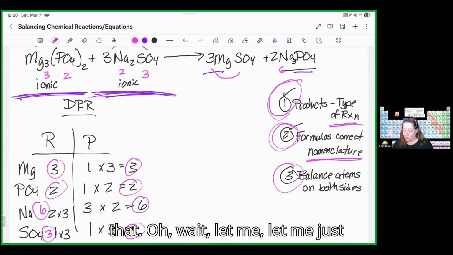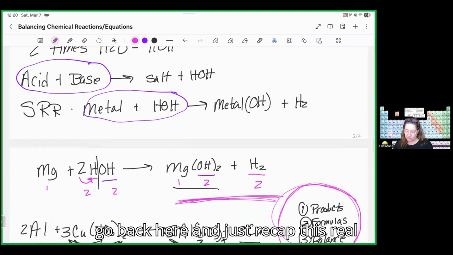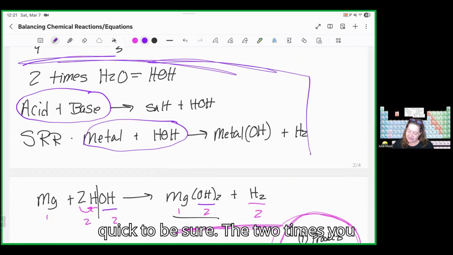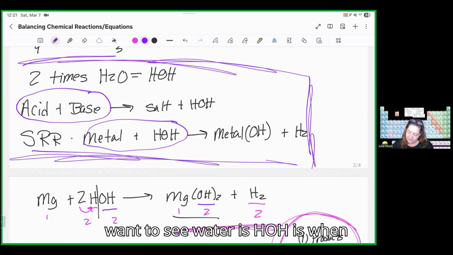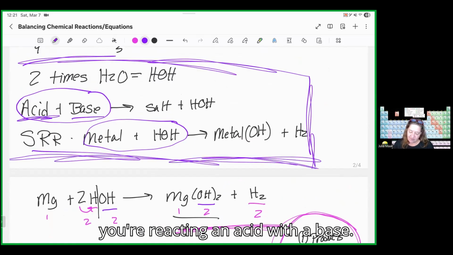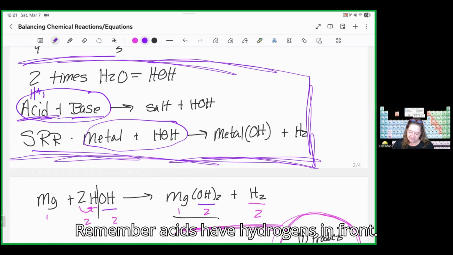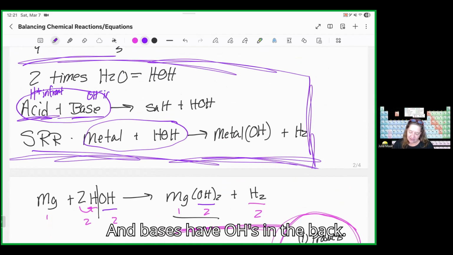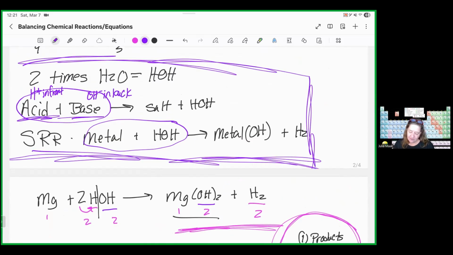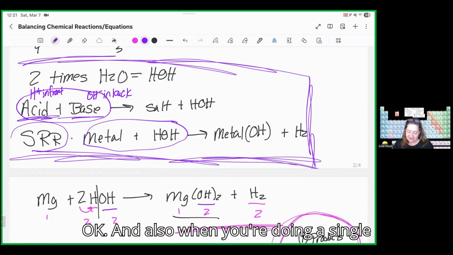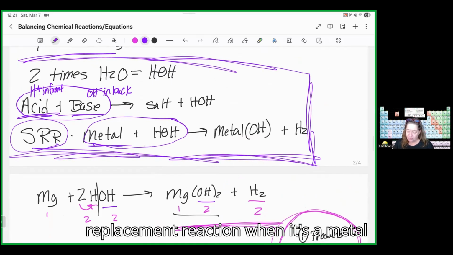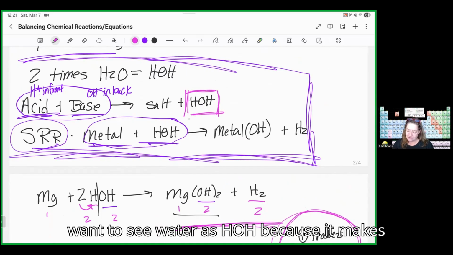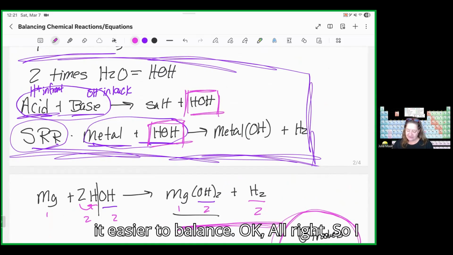And I believe that, oh wait, let me just go back here and just recap this real quick to be sure. The 2 times you want to see water is HOH, is when you're reacting an acid with a base. Remember, acids have hydrogens in front and OHs in the back. Okay, and also when you're doing a single replacement reaction, when it's a metal plus water, those are the 2 times you want to see water as HOH because it makes it easier to balance.